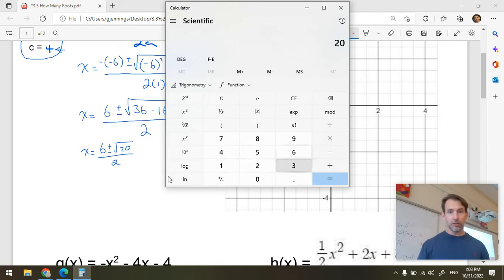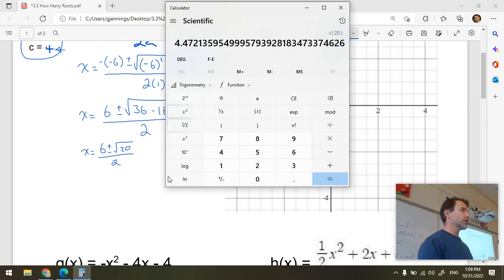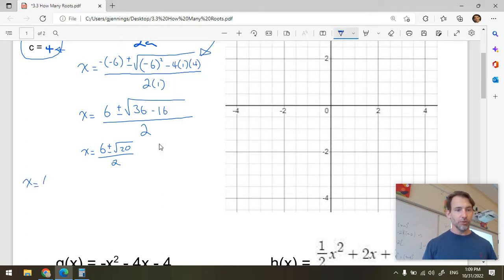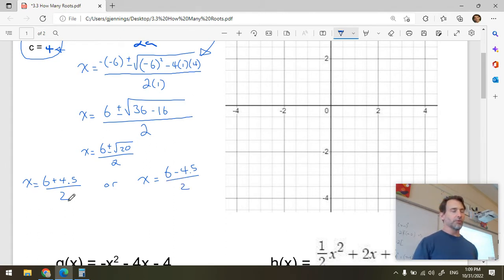So let's try it. 20, and I take the square root of it. It turns out to be 4.47. 4.5 is going to be a lot of detail for our purposes. We're just creating a graph, so 4.5 is fine. We're going to round to the nearest half. And so this is going to be x is equal to 6 plus 4.5 over 2, or x is equal to 6 minus 4.5 over 2. All right. So 6 plus 4.5 over 2, that's 10 and a half over 2. 10 and a half over 2 is 5.25.